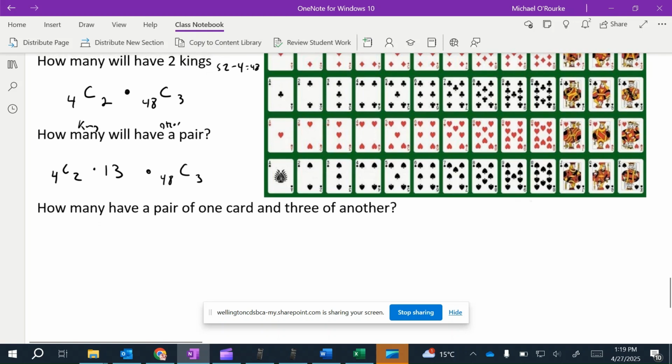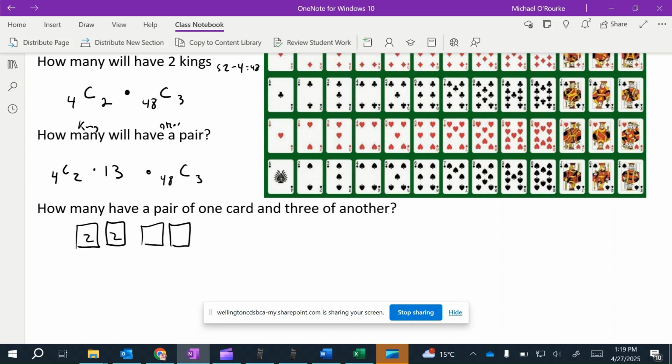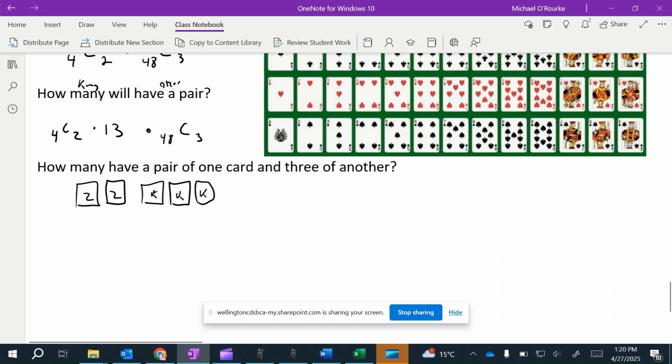Now what I want this time, last one, is I want a pair of 1 card. Let's say a pair of 2s, and then 3 of a different kind. A pair of kings, for example. So a pair and a 3 of a kind. So I make my pair first. 4C2. There's 13 ways to do that.